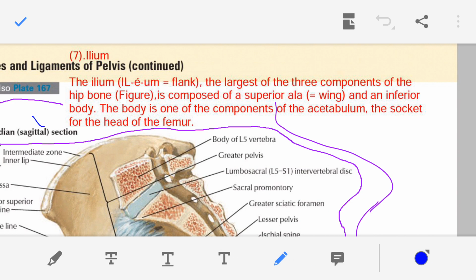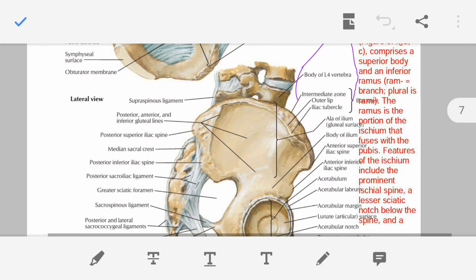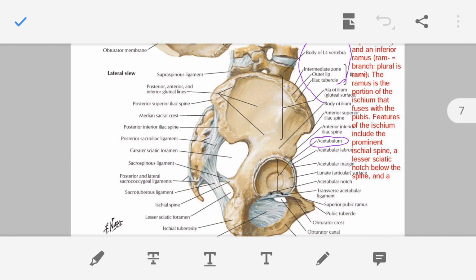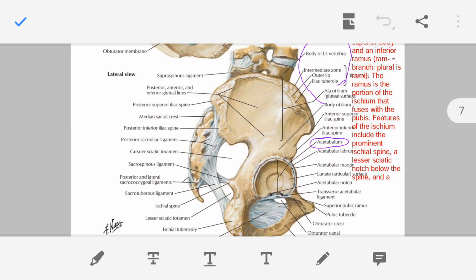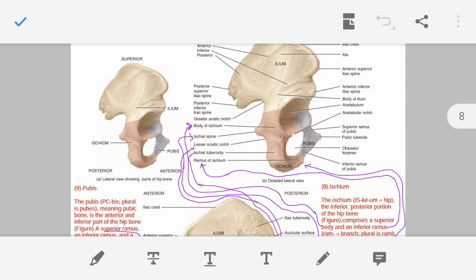This is point number 7. I have explained this point, and now you try to understand with the help of the figure. Now moving on to the 8th point of our discussion.